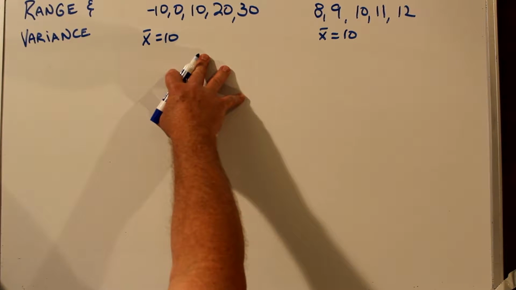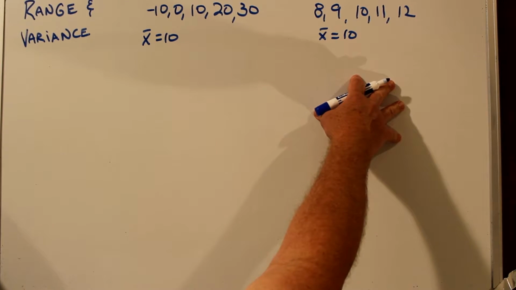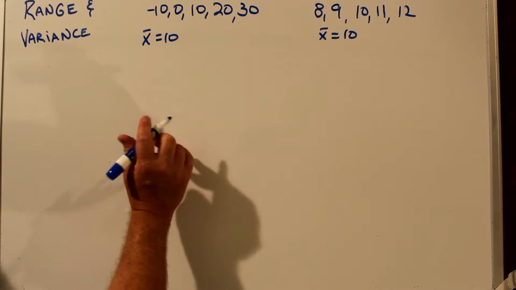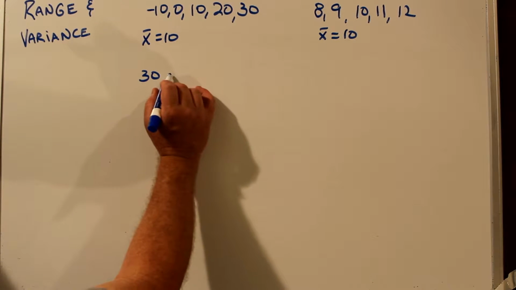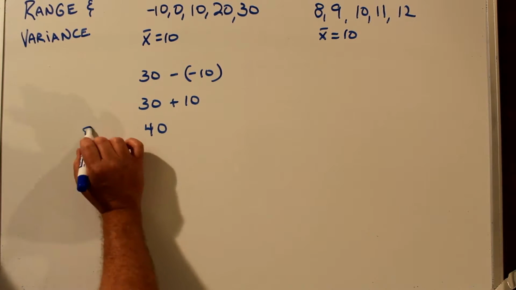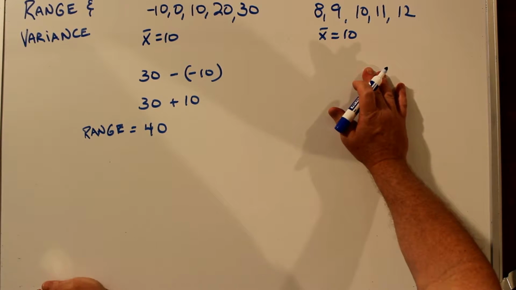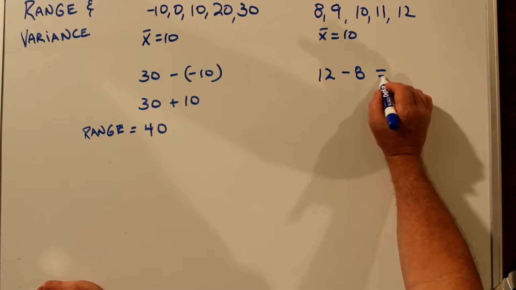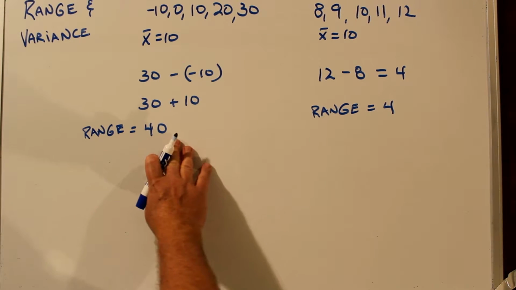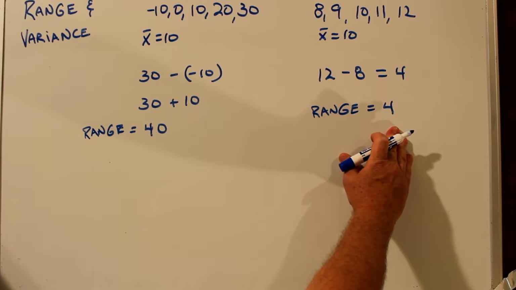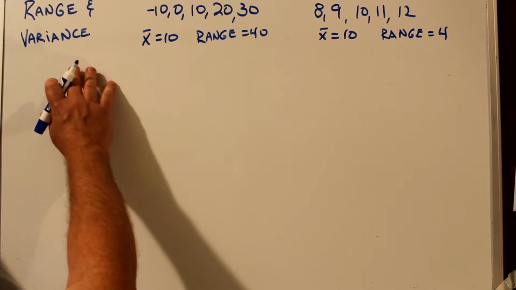So I've rewritten the average is 10 for both groups of numbers. Let's find the range. The range is simply the largest number minus the smallest number. So the range for this first group is 30 minus negative 10, or 30 plus 10, or 40. Let's do the same for the second group. Largest number minus the smallest number. 12 minus 8 is 4. So right away we can see that the range of the first group is 10 times greater than the range for the second group. Now let's find the variance.